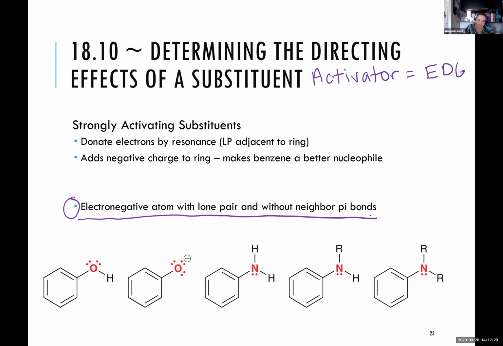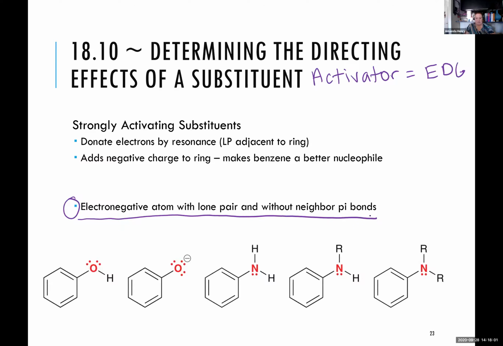So starting with our strong activators, they contain an electronegative atom with a lone pair without neighboring pi bonds. So it's pretty specific, but it is because we're dividing them into these 6 categories. So the next slide is going to be with that pi bond. And it does make a difference. We'll see why when we do an example practice problem in a couple slides.